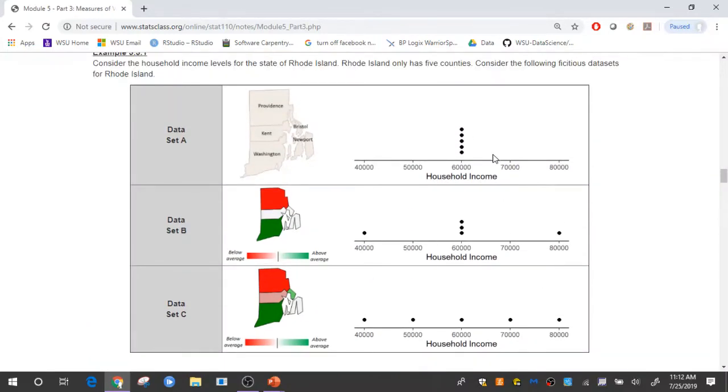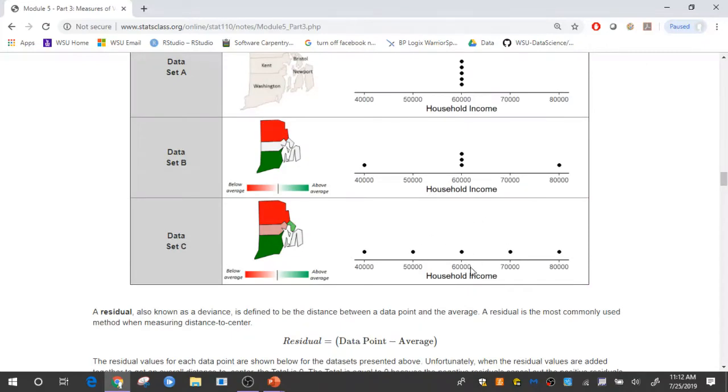3 different situations. This situation A, or data set A, is going to have the least amount of spread. Okay. And data set C is going to have the most amount of spread when we consider distance to center. We will note that data set B and C actually have the same range. Okay, but when we measure distance to center, data set C is going to have more of that compared to data set B.